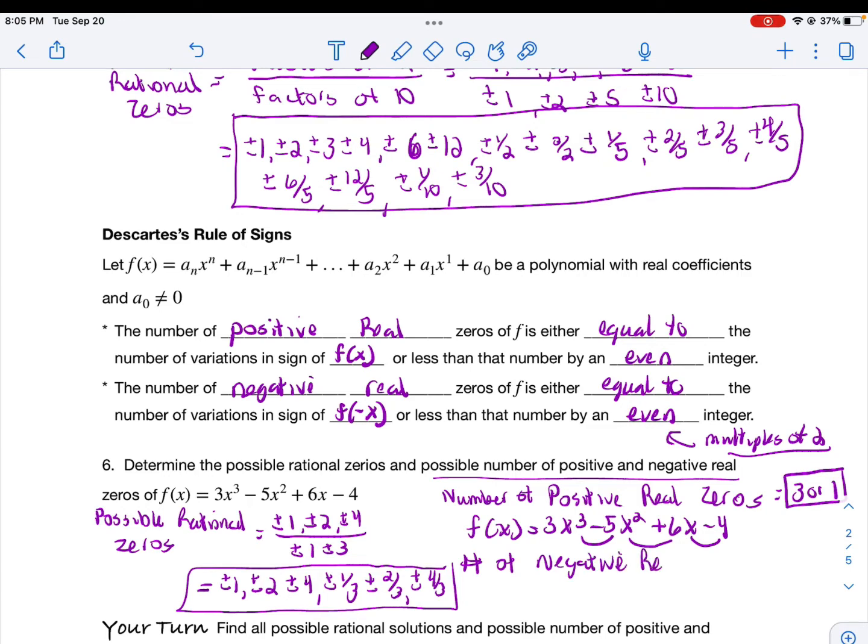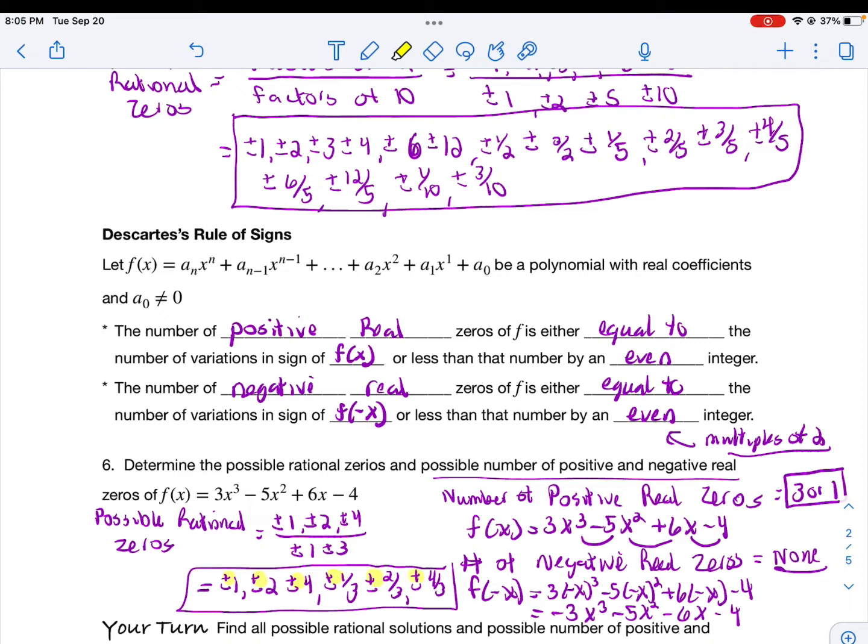Now to find the number of negative real zeros, I take f of negative x, so I replace every x with negative x. Simplify this down, and look at how many times I switch signs. So I start at negative and I'm always negative. Never did I switch signs. So I know there will be no negative real zeros. So this equation will have 3 positive real zeros, or 1 positive real zero and 2 complex zeros.